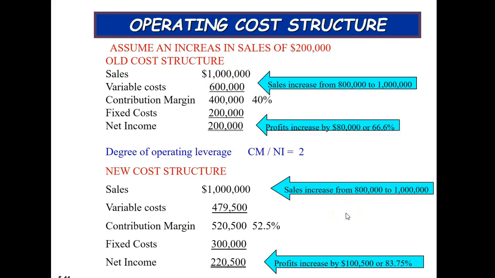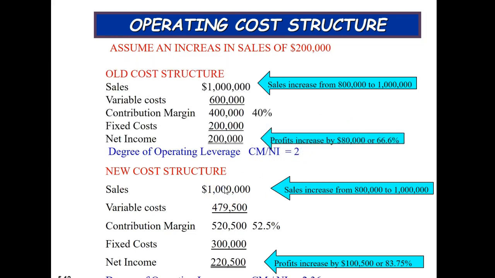Now we introduce the idea of operating leverage and the degree of operating leverage. That is calculated by dividing the contribution margin by the net income. So in this case, the degree of operating leverage is 2. For the new cost structure, the degree of operating leverage is 2.36.